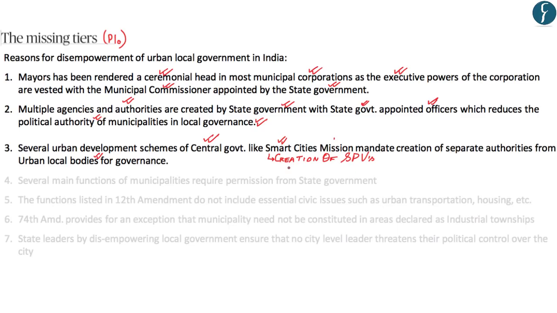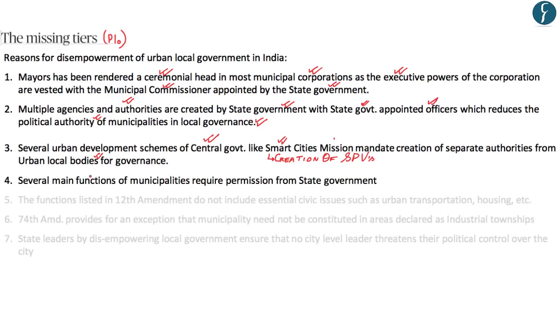And because of provisions such as those of the Smart Cities Mission, which mandates the creation of a special purpose vehicle with its own Chief Executive Officer, functions and responsibilities that should have been of urban local bodies are further delegated to different separate authorities under the state government.